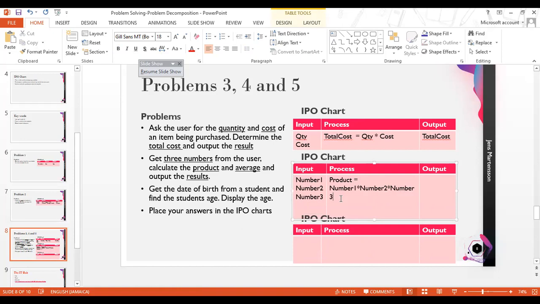Then the other process is our average. So we type average is equal to, and when we find the average, we generally add up all the values, all the numbers, and then we divide all of them by the number of numbers that we have been given. So we go ahead and I'm going to open the bracket. I'm going to explain to you why.